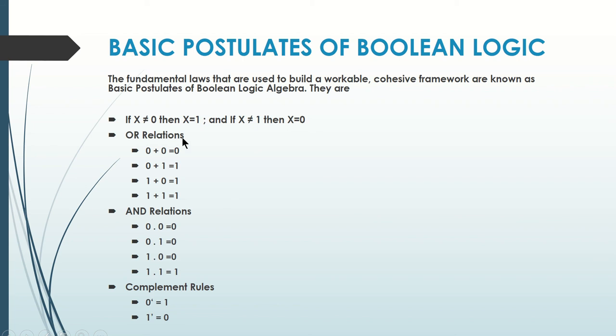And then what are the OR operations? 0 plus 0 is equal to 0, 0 plus 1 is equal to 1, right? And then the AND operation. When you have 2 inputs and there is an AND operation, what will be the output? And then the complement rules, that is the NOT operator. 0 complement is 1, 1 complement is 0. So these 4 theorems or laws are called the basic postulates of Boolean logic.